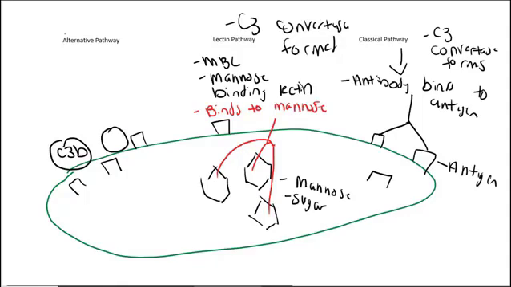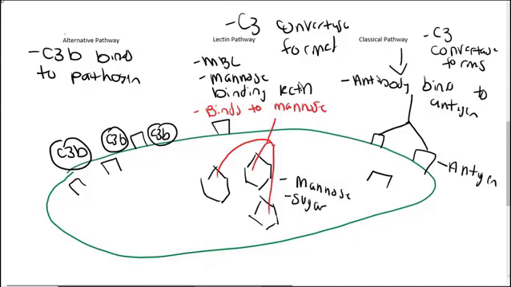C3b is going to stick to the pathogen randomly. When C3b binds to the pathogen, this activates the alternative pathway. And again, just like in the other two, when C3b binds to a pathogen, C3 convertase is formed. All three of these pathways do different things, but the end result is that C3 convertase is formed.